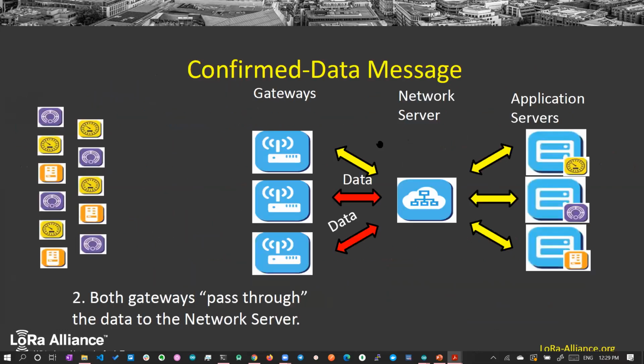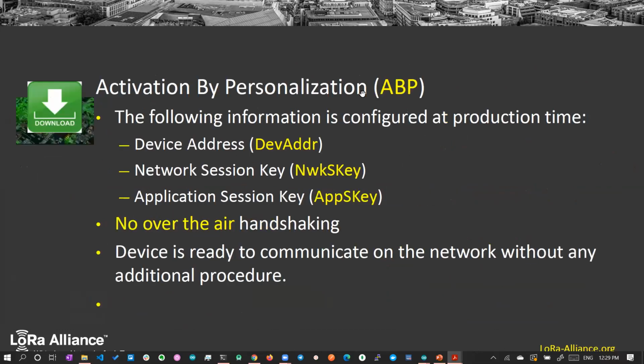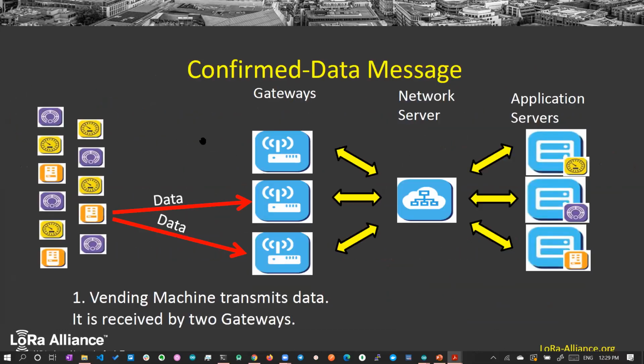Now let's see how the data goes. Let's say we are sending a confirmed message. The first thing, the node, the vending machine, transmits the data. Multiple gateways can receive the same data, so the same data will be received by two gateways.